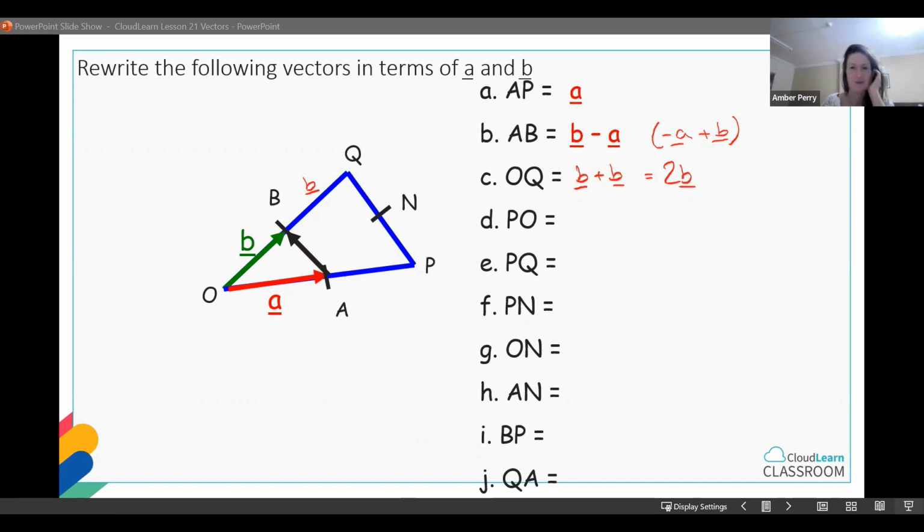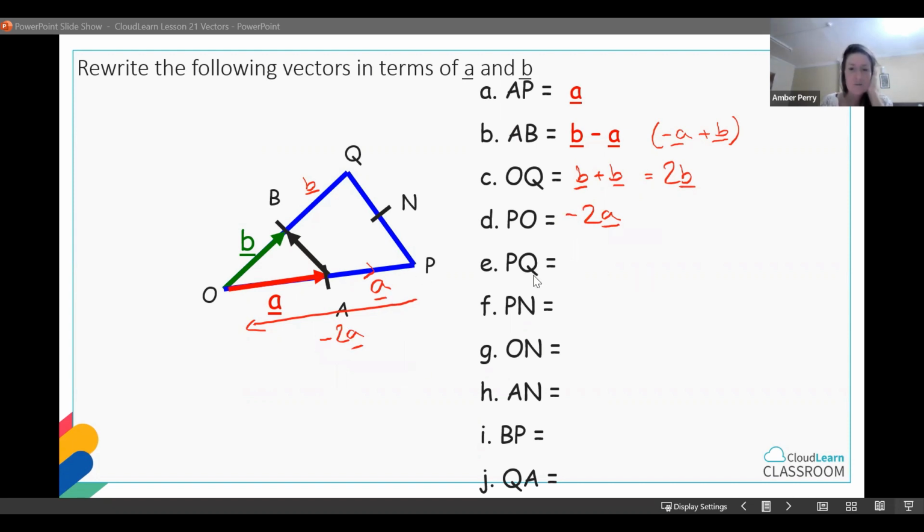Put it in the chat for me when you think you got it. Sorry, there's a lot of interaction with this. You've got to answer a lot of questions, but you're doing really, really well. Brilliant, minus 2A. So A goes in that direction. So therefore, PO is going to be negative 2A. Really good. I think you're getting the hang of this. This is awesome.